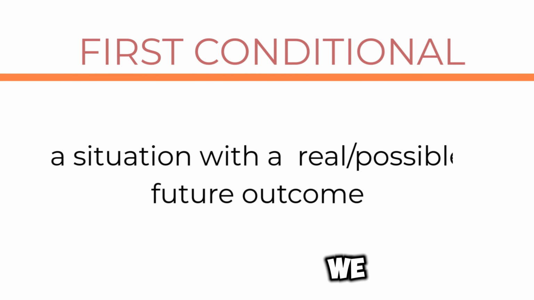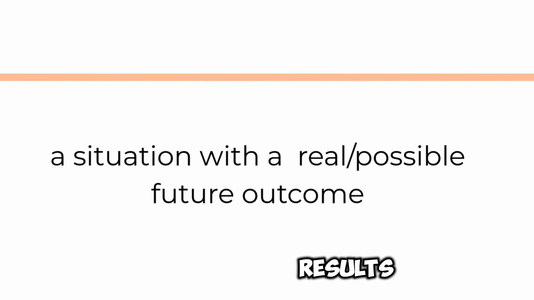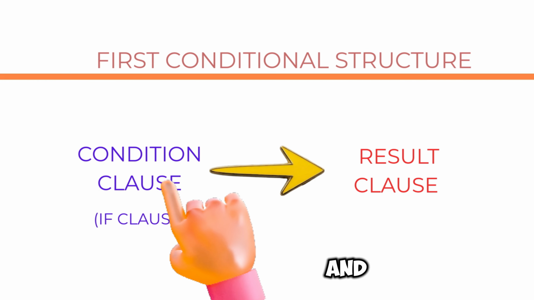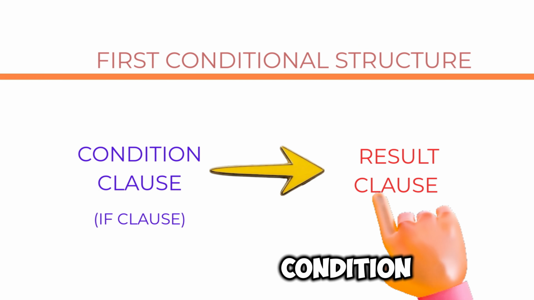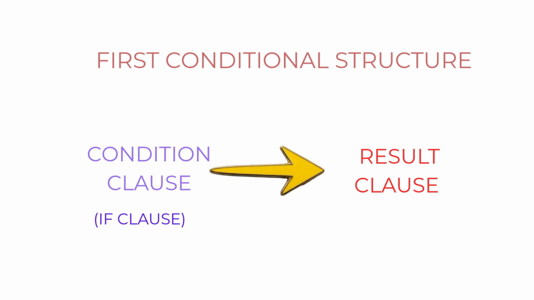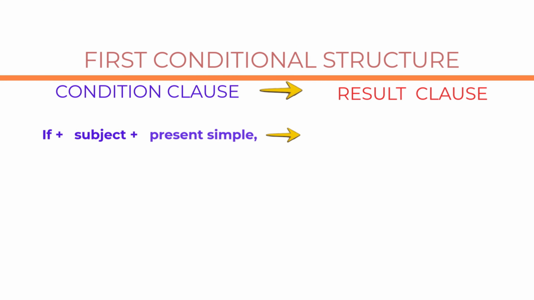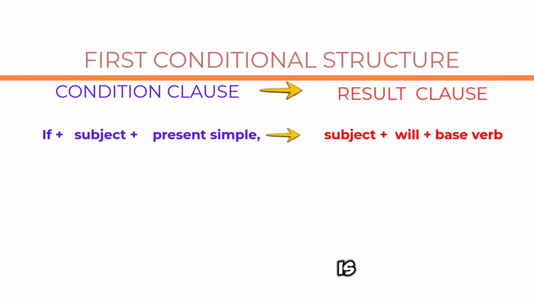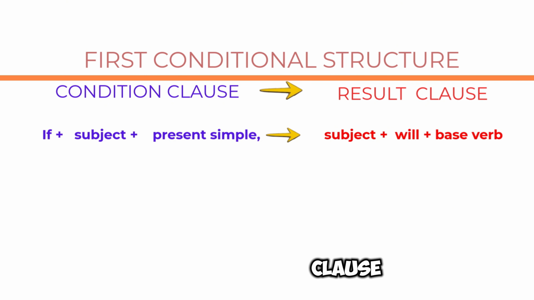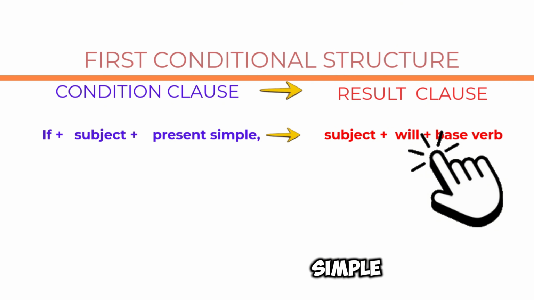In this lesson, you will learn how to use the first conditional when going about your daily activities. We use the first conditional when we talk about real and possible future situations and their result. The first conditional sentence has two clauses, the condition clause and the result clause. The condition clause is also called the if clause. In the condition clause, the verb is always in the present simple form, and in the result clause, the verb is in the future simple form.